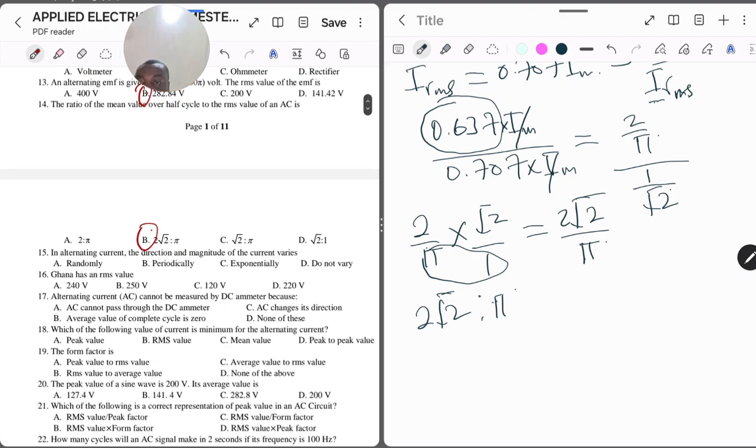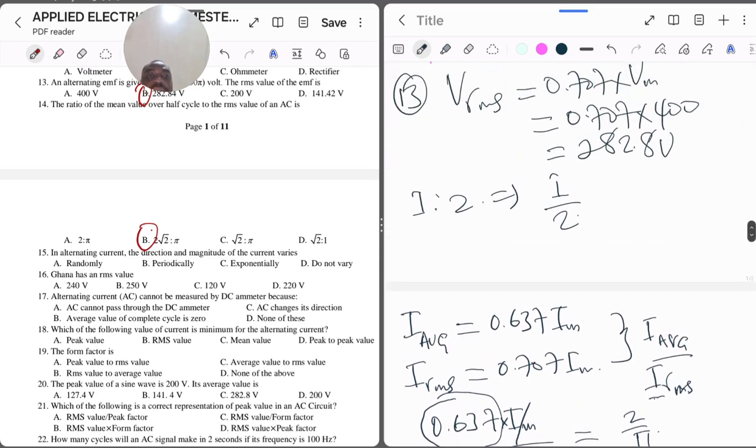In an alternating current, that is question 15 now, right? Question 15. We are moving to question 15. In alternating current, the direction and magnitude of the current varies. A, randomly, B, periodically, C, exponentially, and then D, do not vary.